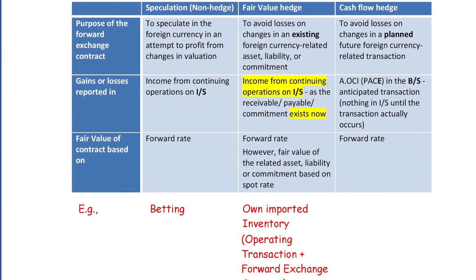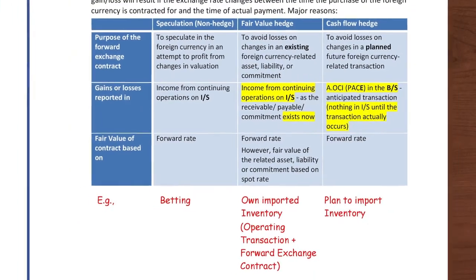Last column, we're looking at cash flow hedge, where the purpose is to avoid losses on changes in a planned future foreign currency related transaction. Gains or losses, they go to OCI, in the balance sheet, and nothing in the income statement until the transaction actually occurs. And below the column, right, plan to import inventory. So in our example, you don't have the inventory yet, you plan to import inventory and you want to avoid losses on this planned future foreign currency related transaction.